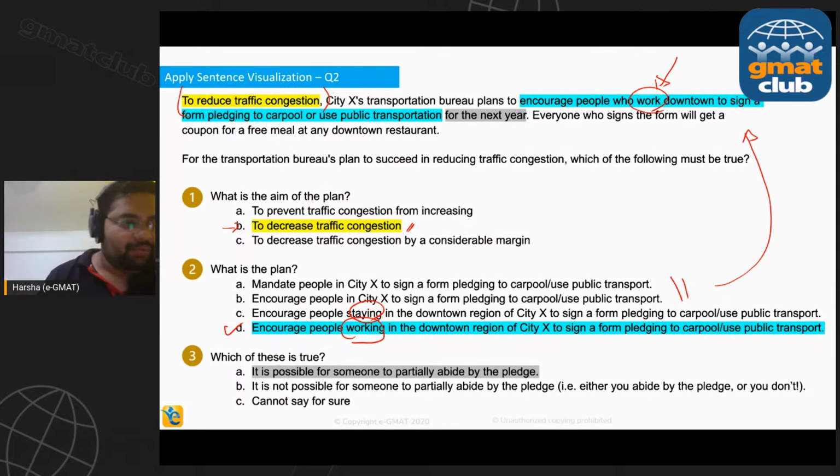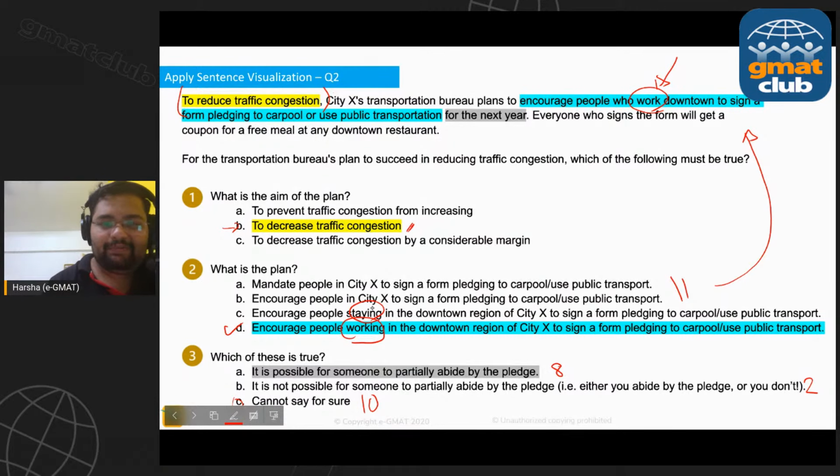Which of these is true? And this is where a lot of you lost it. This was the trick question here. Option A was chosen by 8 people. Option B was chosen by around 2 people, and around 10 of you chose option C, which is actually wrong. When you say cannot say for sure, actually you can say for sure.